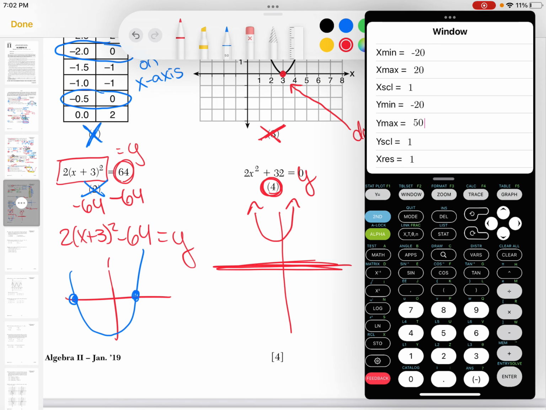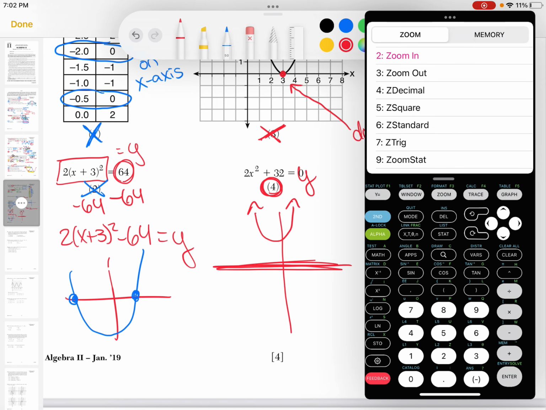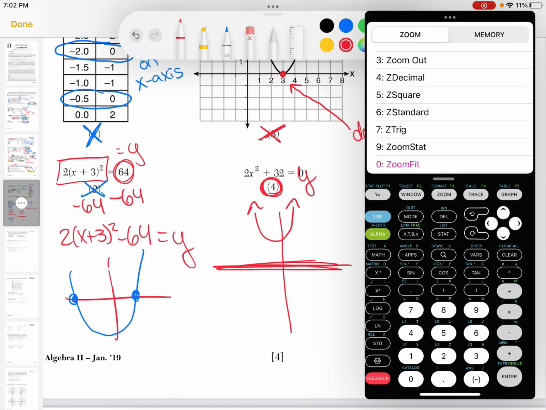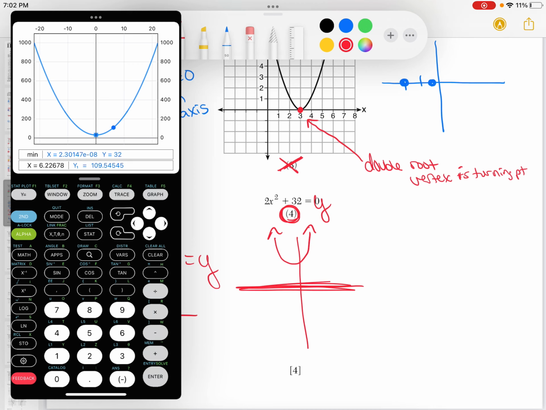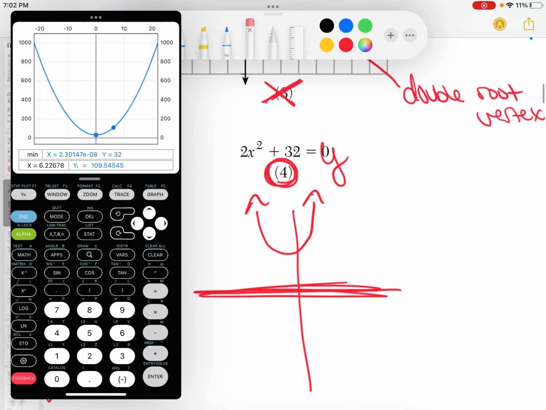Something else that you guys can do, we didn't talk much about this in class, but if you can't really figure out your window and you can't find the graph anywhere, you could hit zoom and scroll down to zoom fit. It is not a great window, but it'll show you where your graph is. Like, see, it brought me all the way up to over 1,000. I didn't need that, but I can see that it doesn't cross the x-axis down here because the x-axis is at that number 0. So just another way of looking at it.